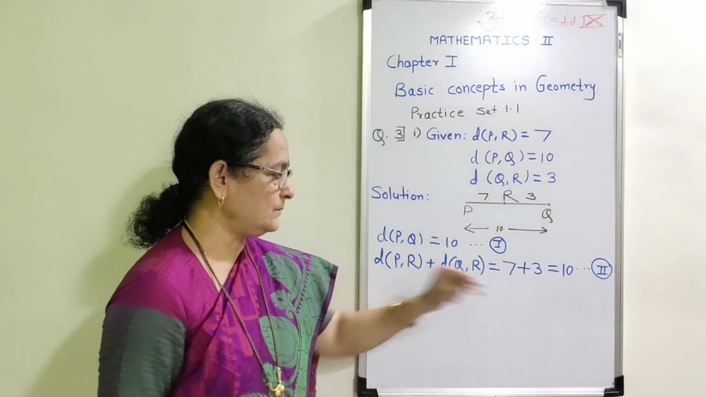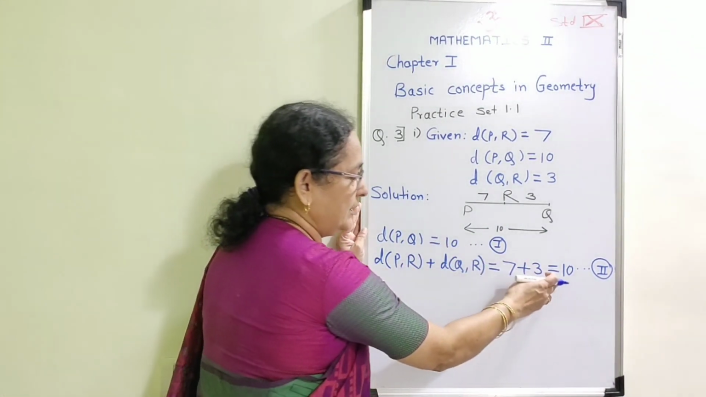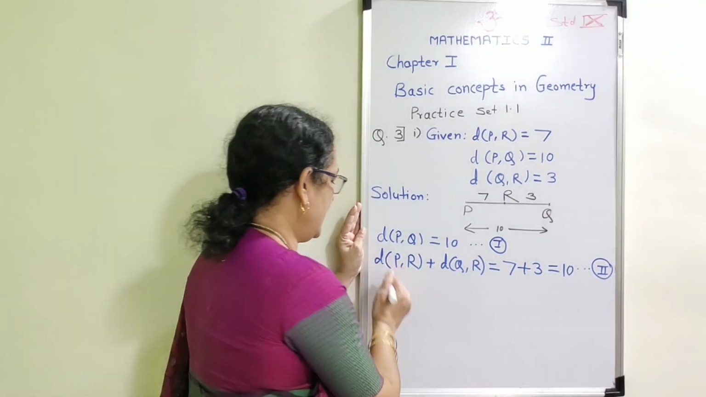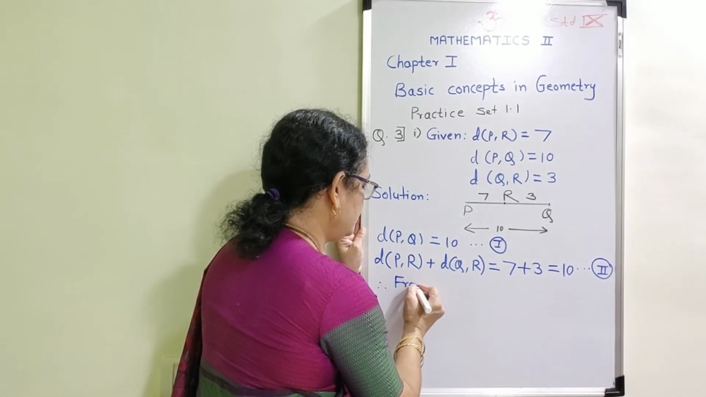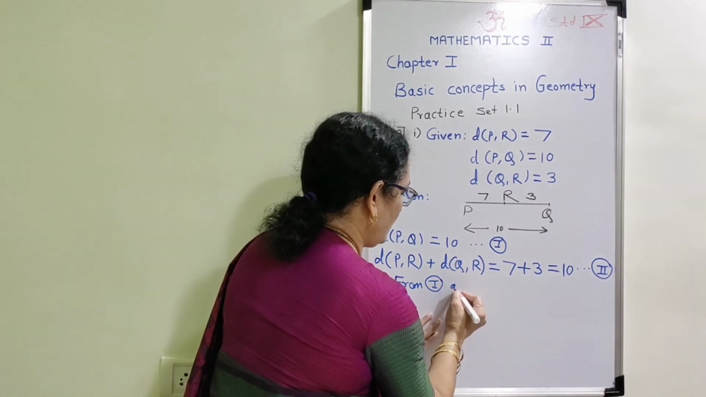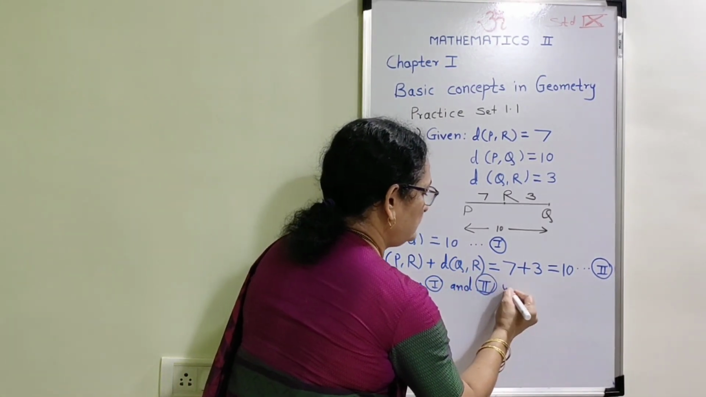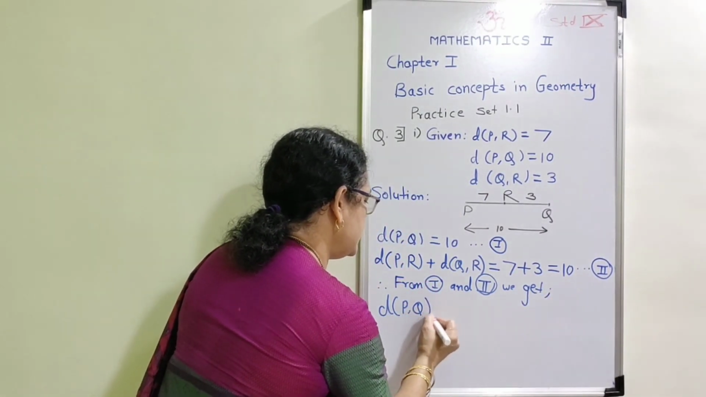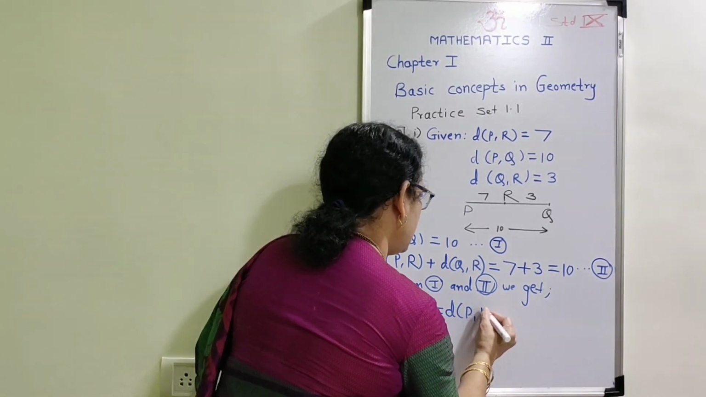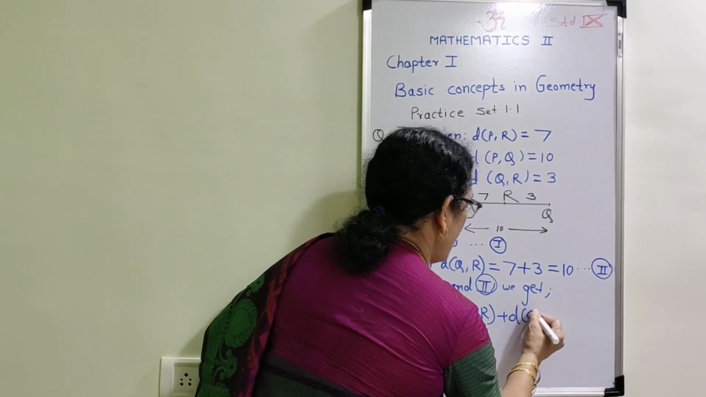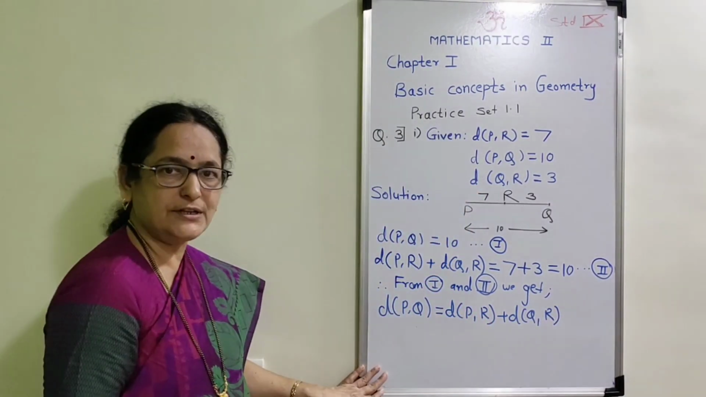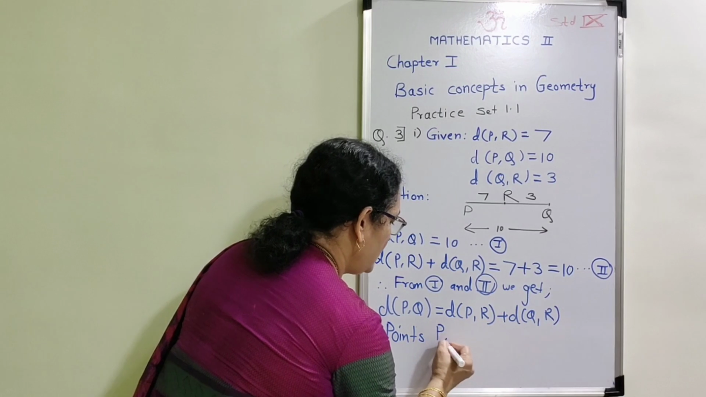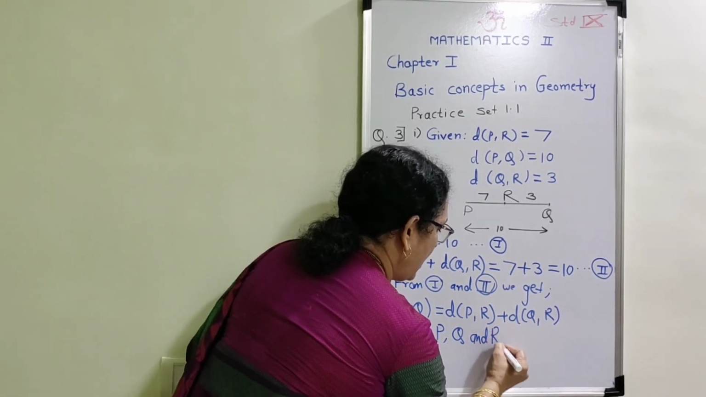From statement 1 and 2, the right hand side of both the equations is equal to 10, and therefore there is equality between the left hand sides, and therefore from 1 and 2 we get that distance PQ is equal to distance PR plus distance QR, and therefore our first conclusion is, therefore points P, Q and R are collinear.